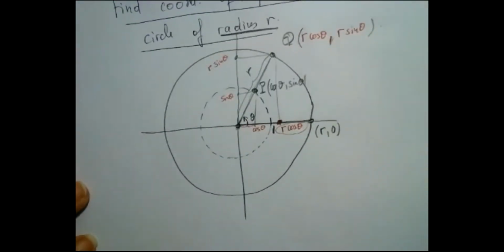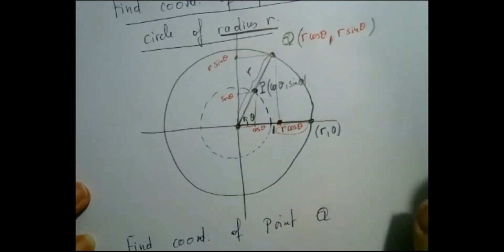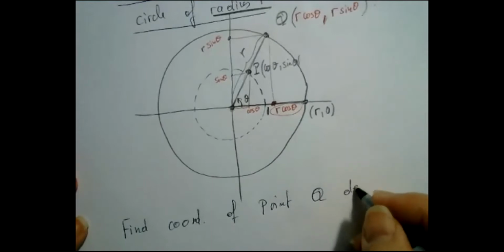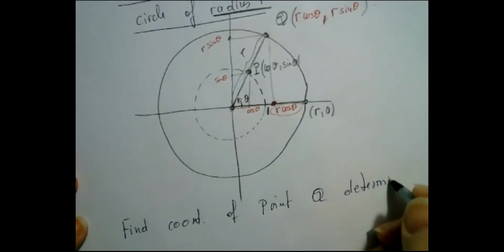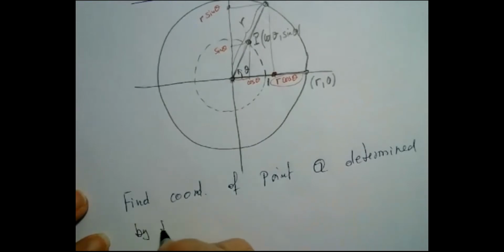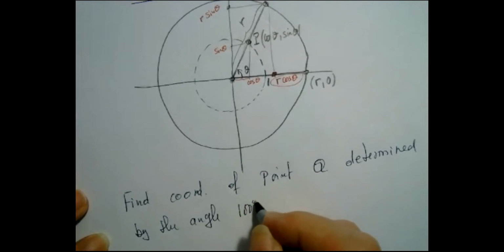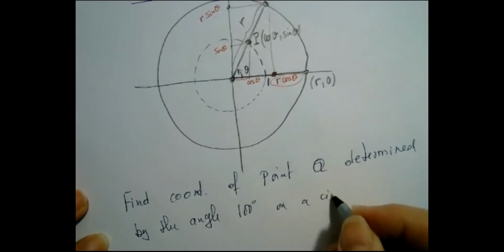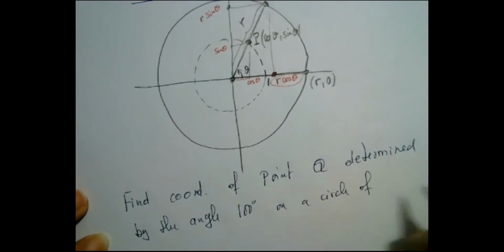So suppose I tell you, find the coordinate of the point Q, determined by the angle 100 degrees on a circle of radius 4.